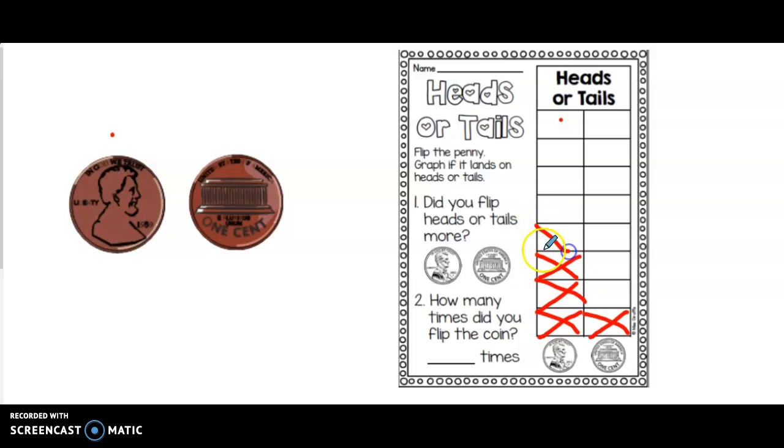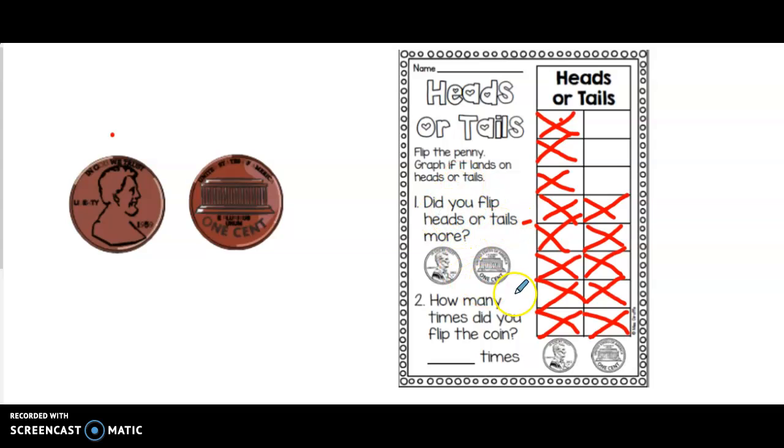So let's say I keep getting heads, heads, heads. Oh, but then I got tails, then I got heads, heads. Oh, then I got tails again, heads, tails, and then I got heads again. Okay, well, heads reached the top first, so I will stop.